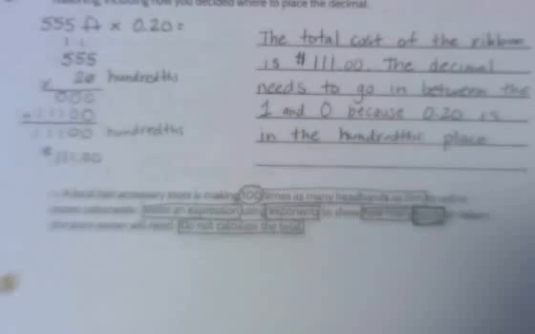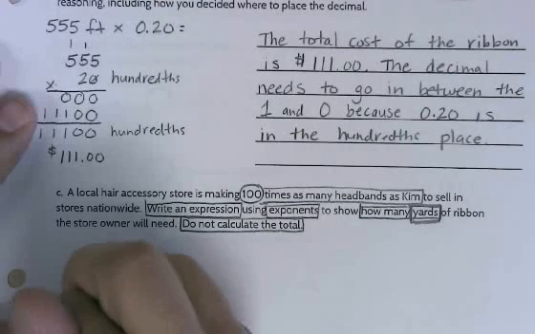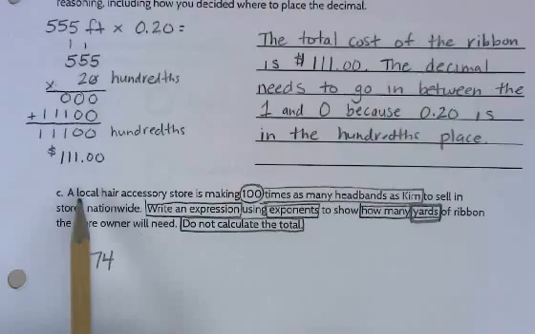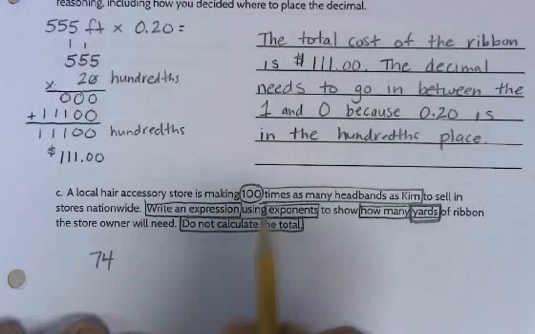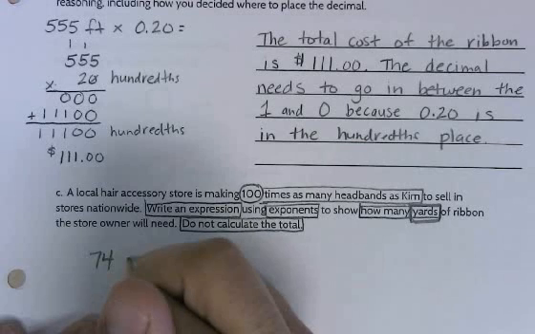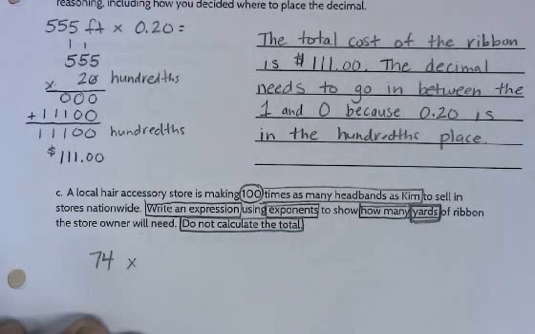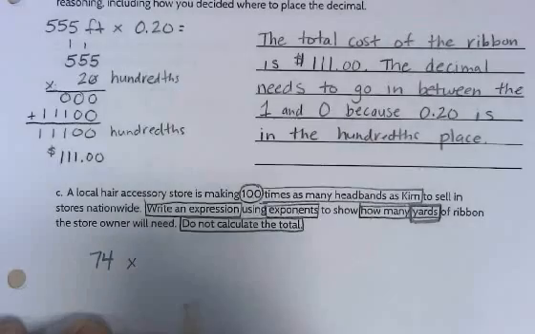So let's start. What is Kim able to make? How many headbands is she able to make? Hopefully you figured out that's going to be 74. Now it says the store is going to do 100 times as many. Well, times is right there. It's going to tell you you're going to multiply 100. But they don't want 100 as just 100. They want it as an exponent. Well, 100 as an exponent is 10 to the power of 2.